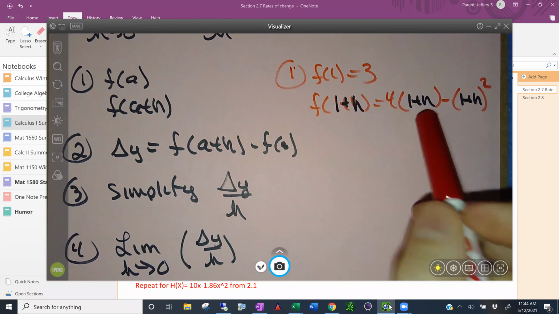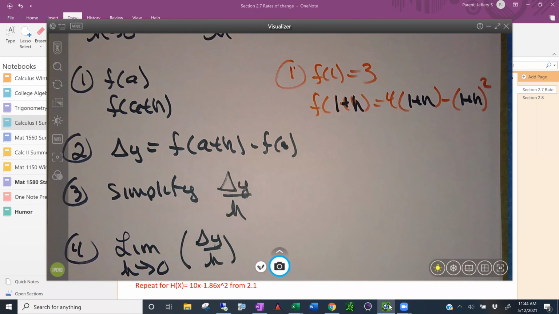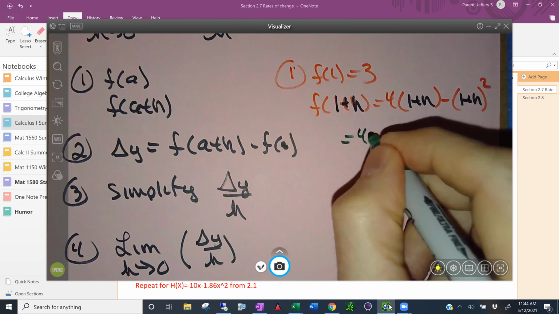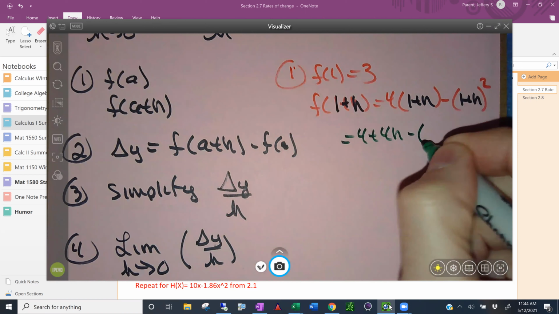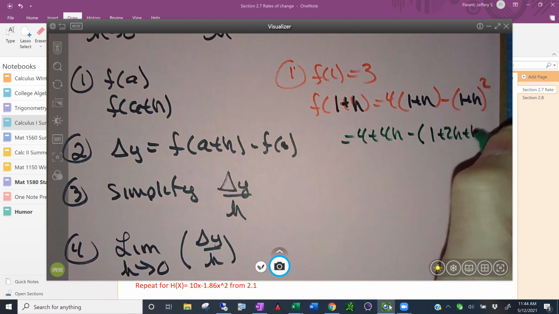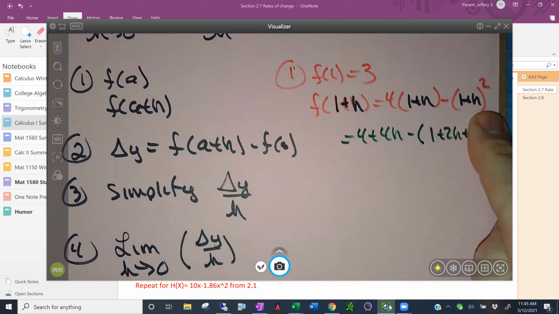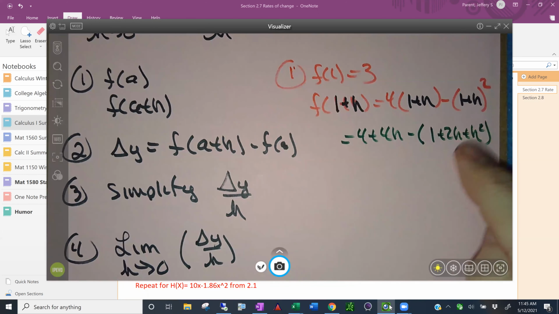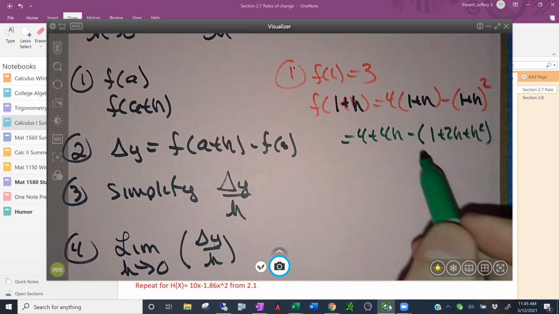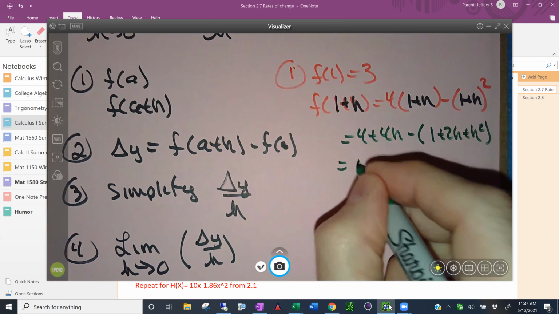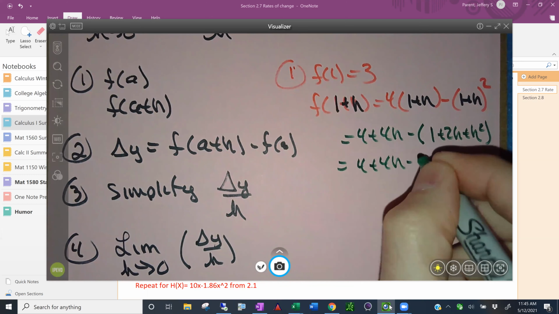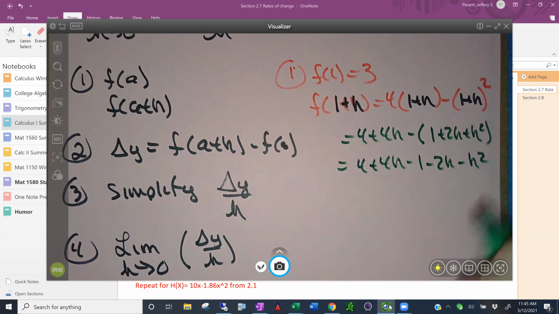So if I distribute that and then square this out, that's going to be 4 plus 4h minus 1 plus 2h plus h squared. I sincerely hope you don't square this out as 1 plus h squared. There's that middle term. And if you're not seeing it, then just FOIL it out. Take 1 plus h times 1 plus h. If I distribute that negative sign, I get 4 plus 4h minus 1 minus 2h minus h squared.